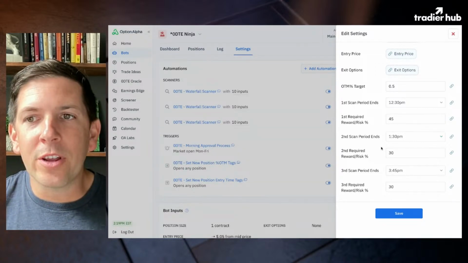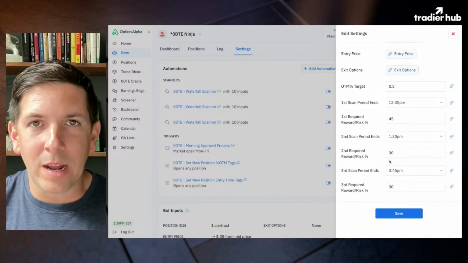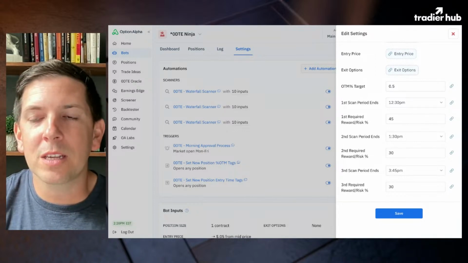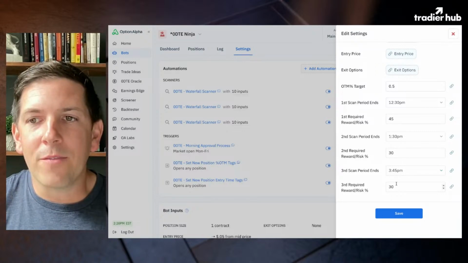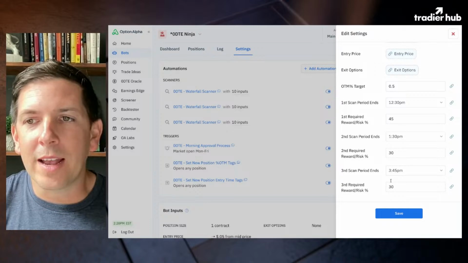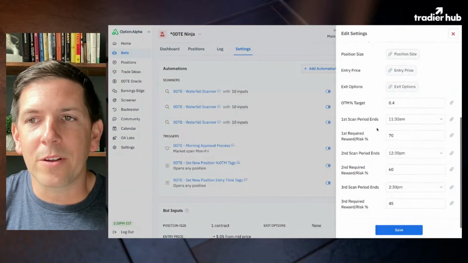And then at 1:30, I can start backing off those risk reward requirements, still making sure that I'm collecting enough premium to cover the risk, but I can back off those requirements to 30%. And then maybe at 3:45, you could back it off a little bit more if you want to. I kind of keep it the same.